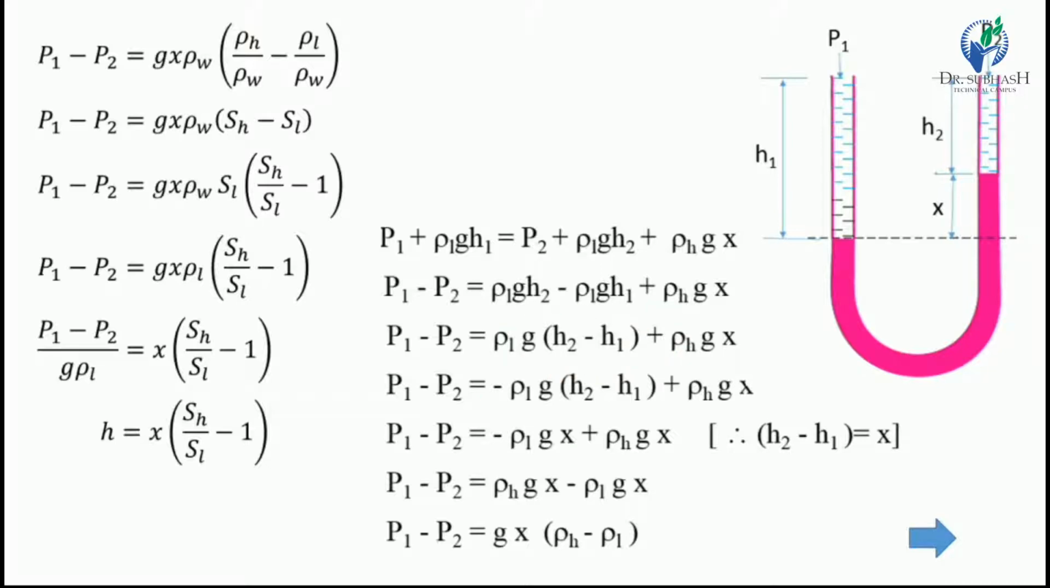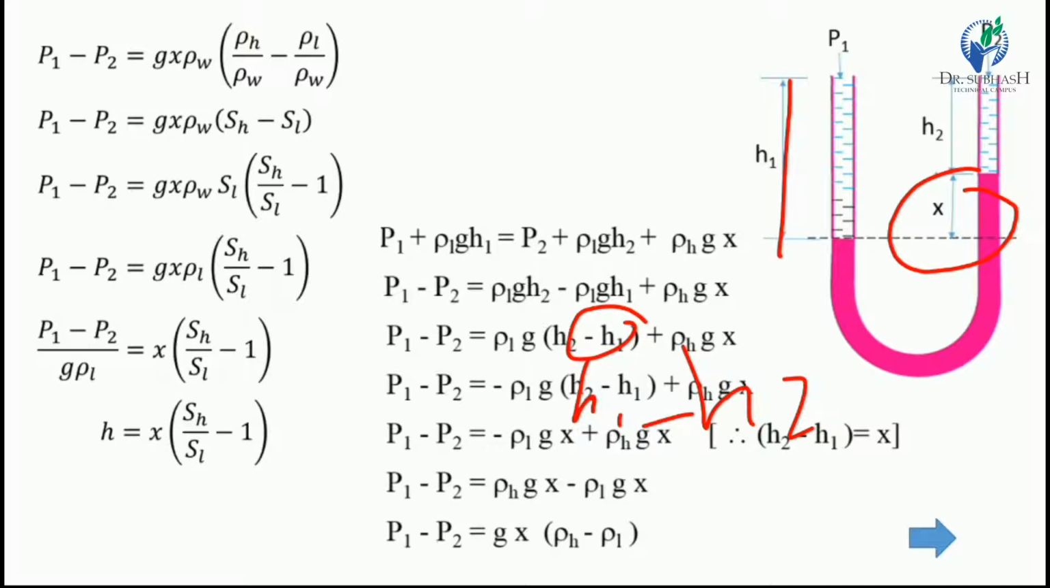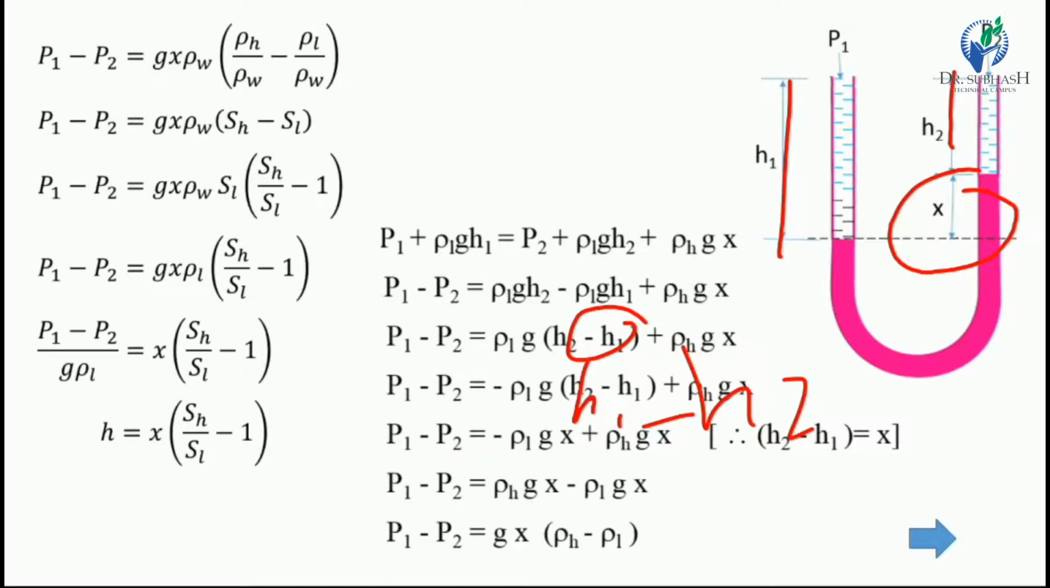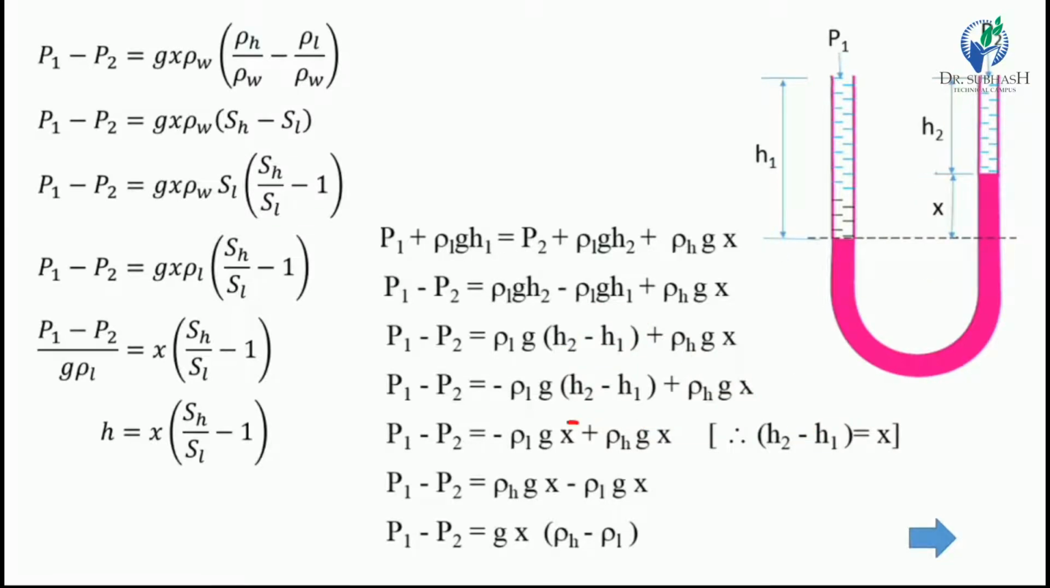So the signs of h1 and h2 differ. Here h1 minus h2 is defined as x. So here we write x instead of h1 minus h2. So the equation becomes P1 minus P2 is equal to minus rho 1 g x plus rho h g x.